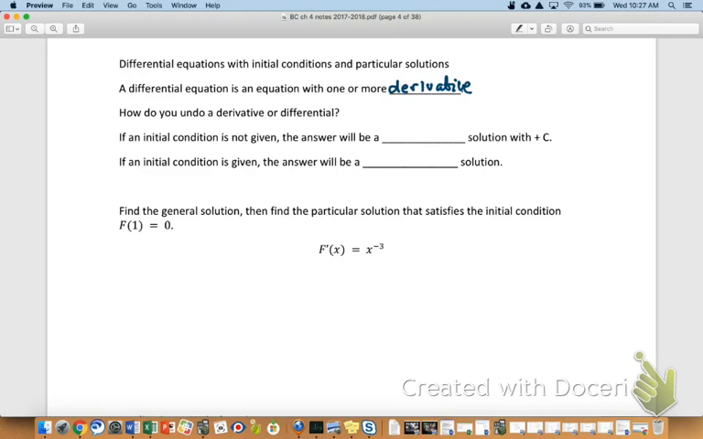So let me take you through some thoughts on how we do this. What tool would we use to undo a derivative or part of a derivative like a differential? Just say it. Integral, or an antiderivative, right? We'll probably call them antiderivatives in this case. If an initial condition is not given, this is just terminology, the answer to your differential equation will be a blank solution.